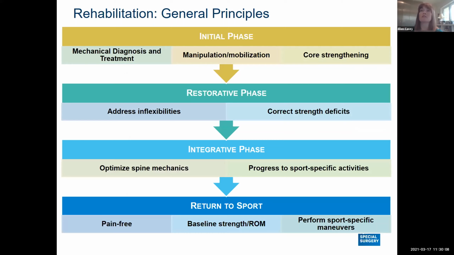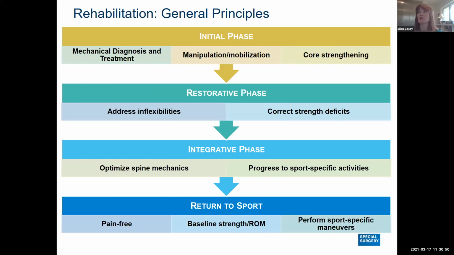This is just an overall schematic of the way you might want to approach phases and return to full activity. So the initial phase in an athlete with back pain, you're going to want to pull from different strategies to reduce their pain and improve their function initially. We'll talk more about mechanical diagnosis and treatment, but in some cases, some mobilization is useful, and certainly beginning with core strengthening. Moving into the restorative phase, or what are some deficits that would limit their return to play once pain is improved. And then the integrative phase, you want to make sure that their mechanics, not only in the spine, but throughout their ability to move back into sport-specific activities, is functioning. And then, of course, the return to sport.